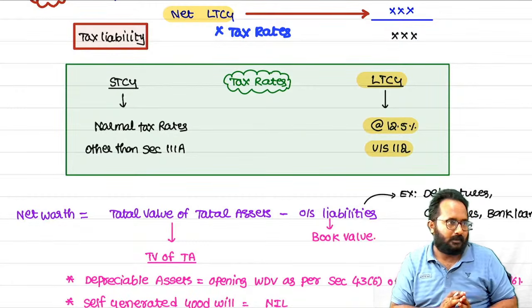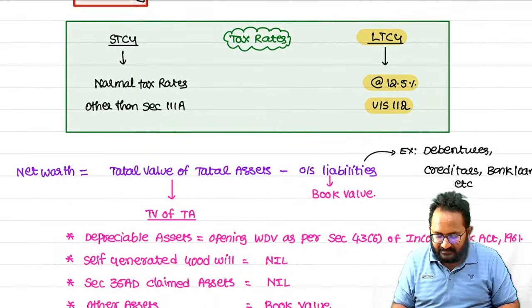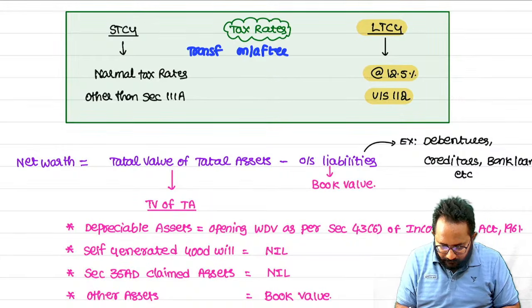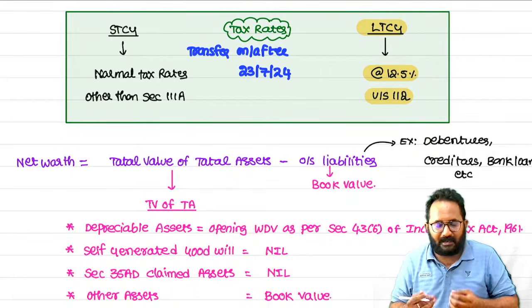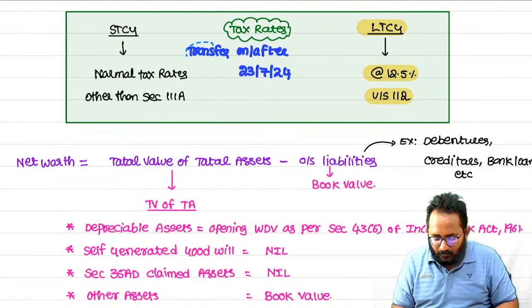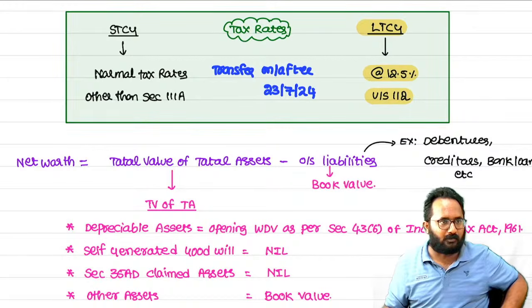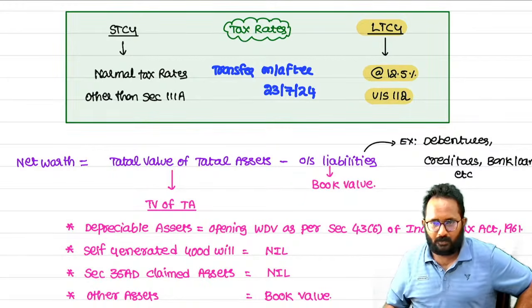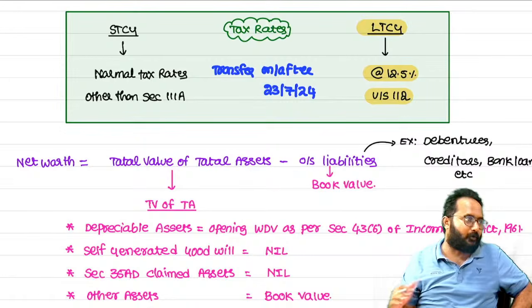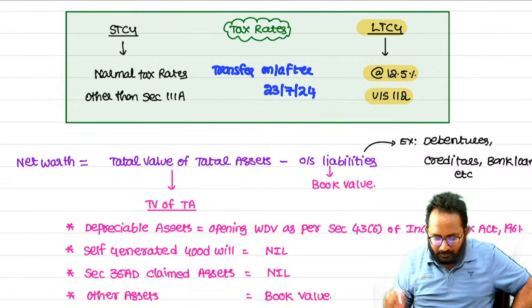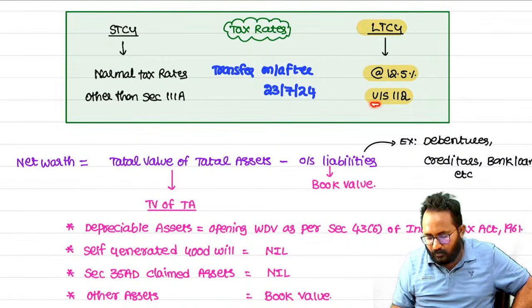Remember, I am discussing these tax rates for transfers done on or after 23/7/2024. Because in our exam it is always the previous year, definitely on or after this date only. Remember these rates first. No need to remember the amendments before those dates. Why 112?